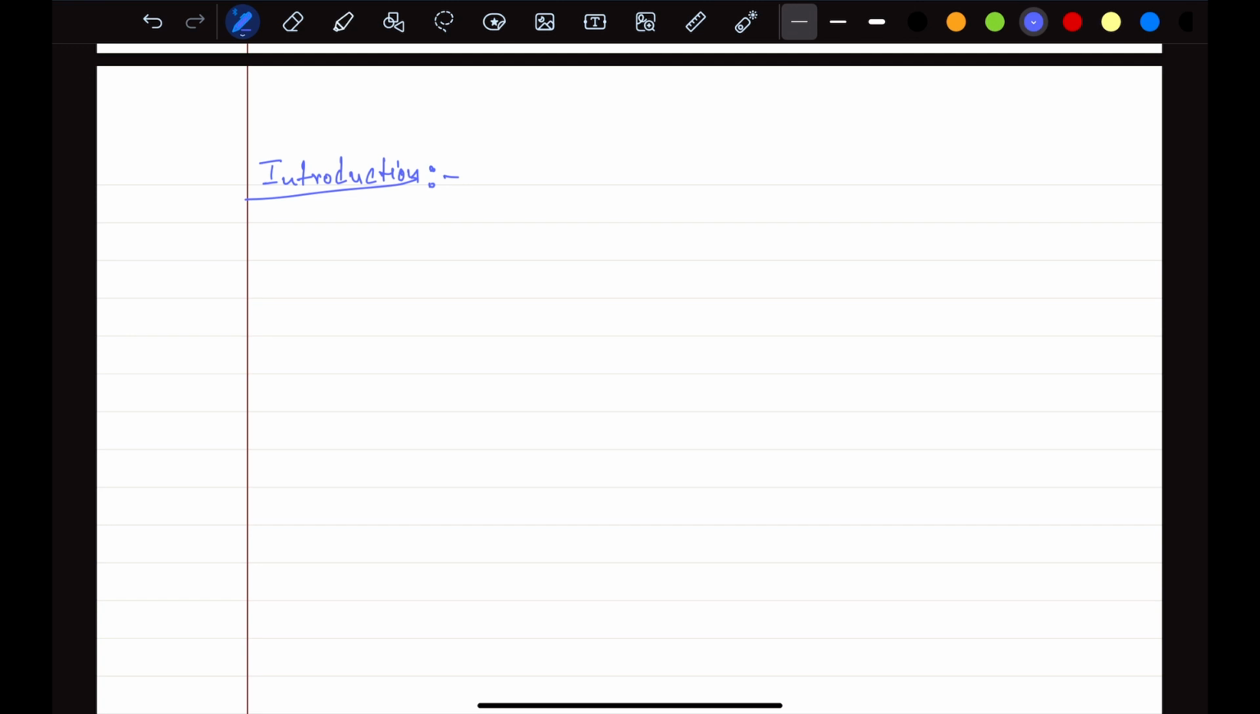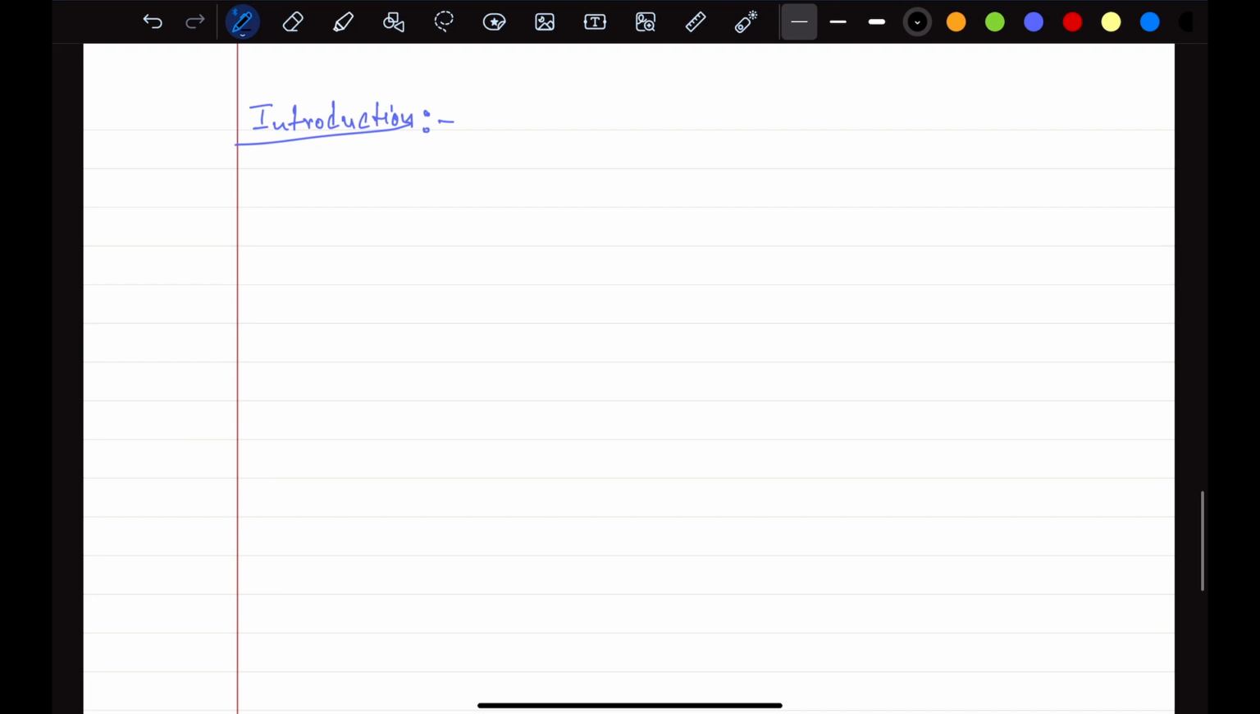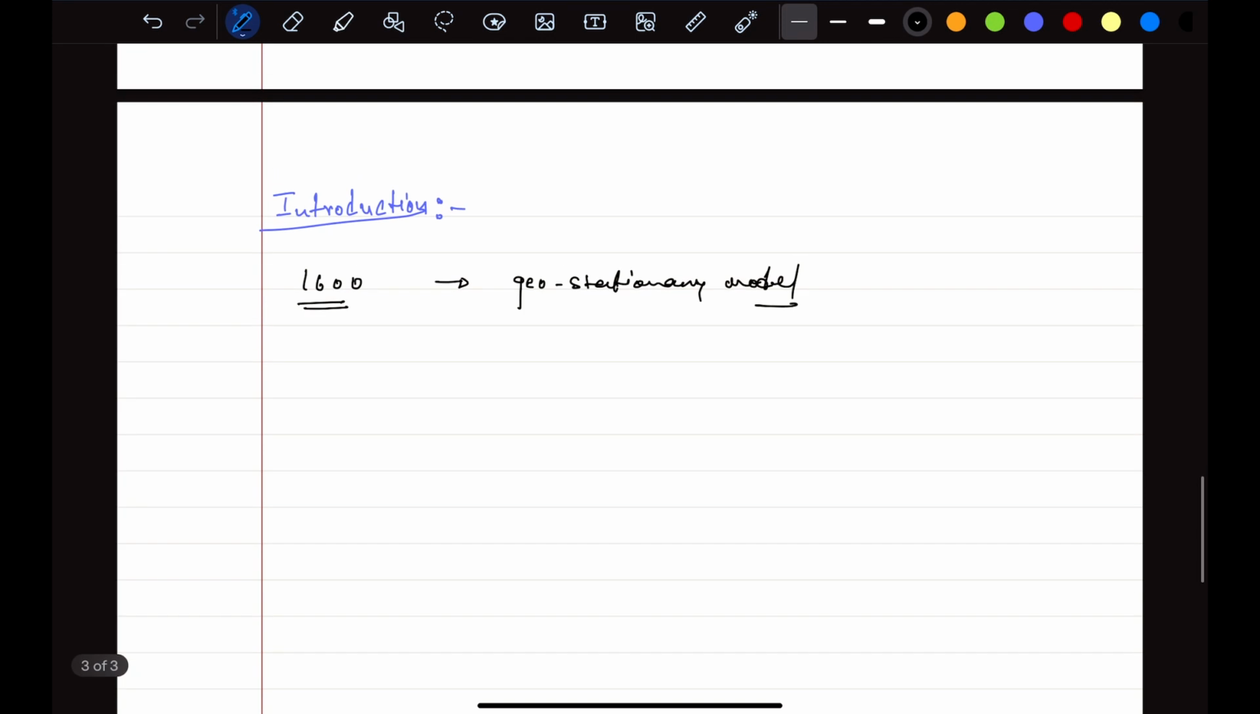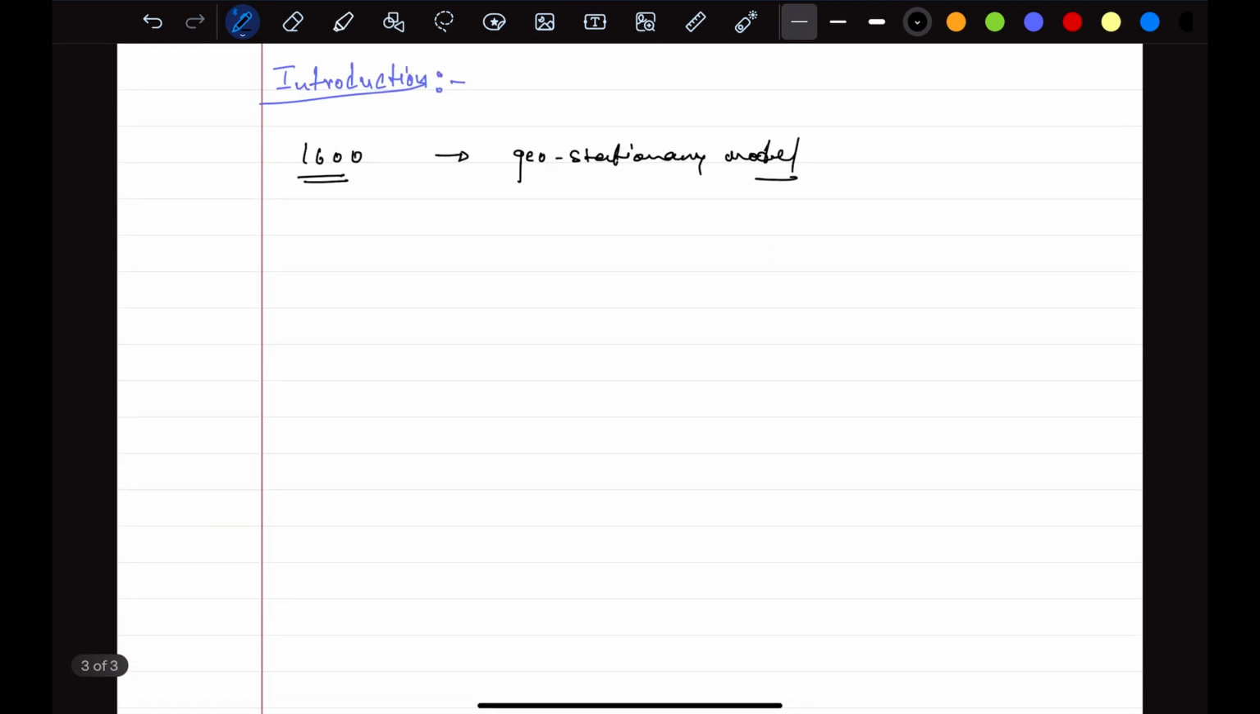Before around the 16th century, there was a quite common understanding that all the planets rotate about the Earth. This was called the geostationary model. Sorry, not geostationary, that is the geocentric model, where all the planets were rotating about the Earth.